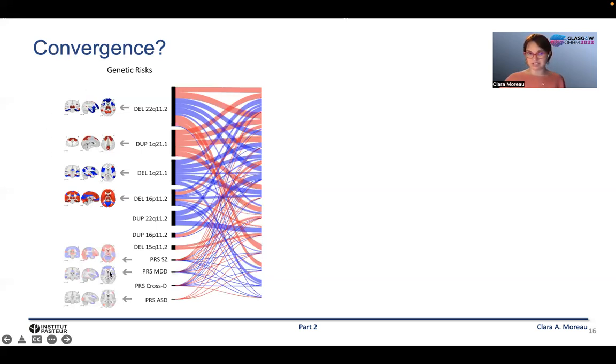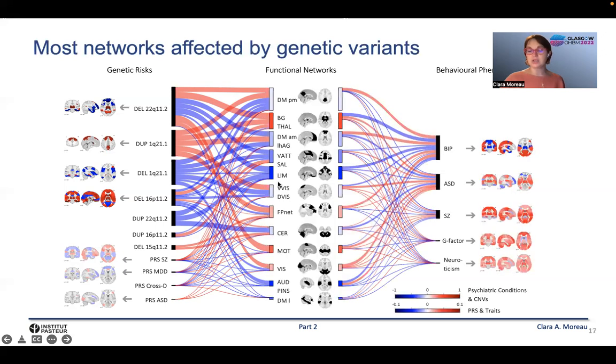On the left side are our main genetic risks and PRS, and we wanted to know if they could converge. The red represents overconnectivity and blue underconnectivity. First, you can observe that every network is affected by at least one genetic risk, but we still have a recurrent pattern of overconnectivity in basal ganglia, thalamus, and motor networks. This pattern was also reported in several psychiatric conditions, including ASD and schizophrenia.